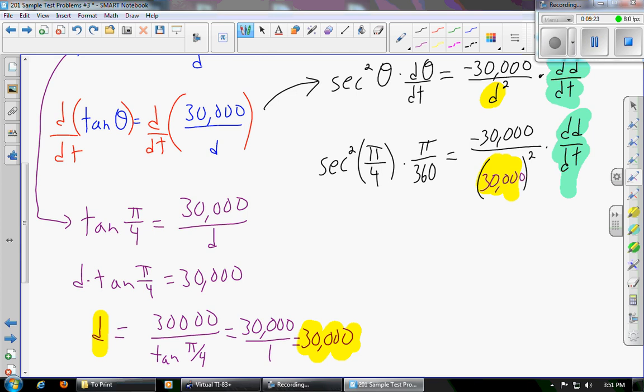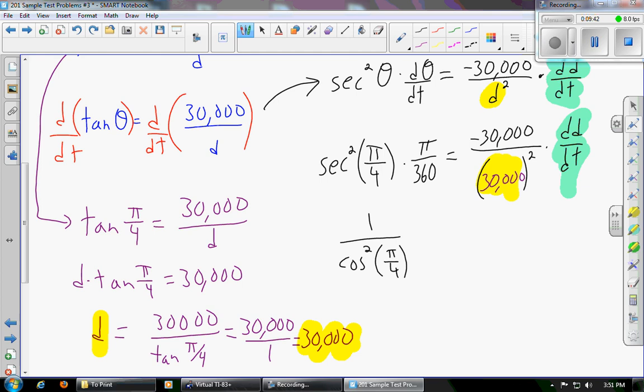Okay, and now we've got to just clean this up a little bit. Again, you can bail out and use the calculator at this stage. I'm going to go a little further before we touch the calculator. All right, secant squared. If I'm not using the calculator, or even if you are, there's no secant button on there, so better know how to rewrite that. That's 1 over cosine squared.